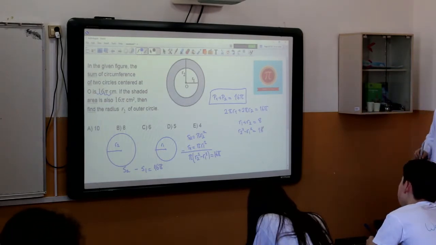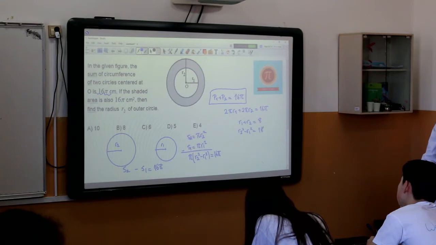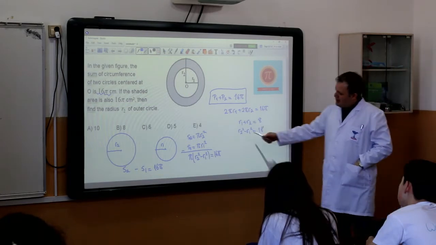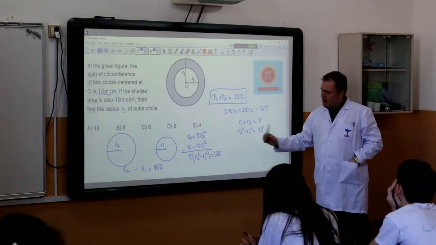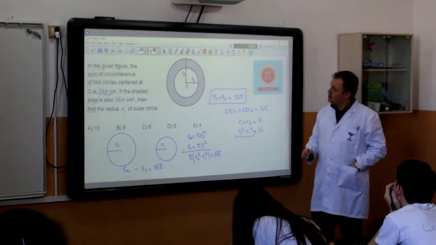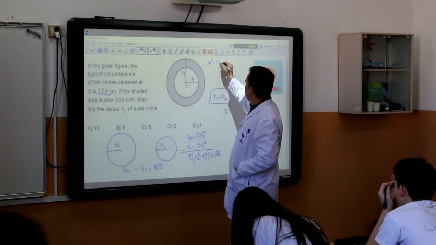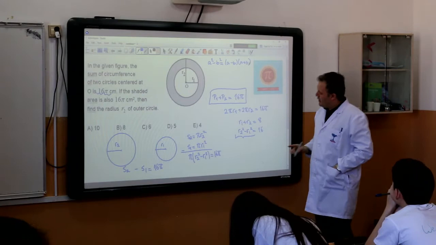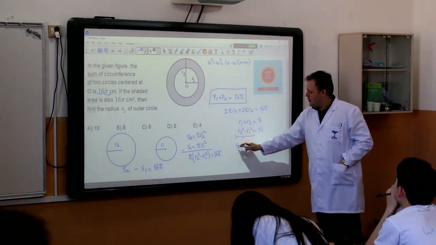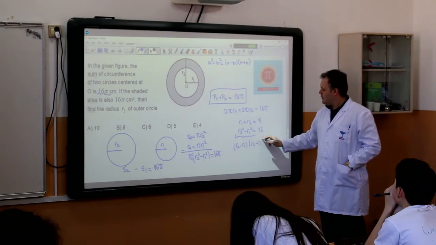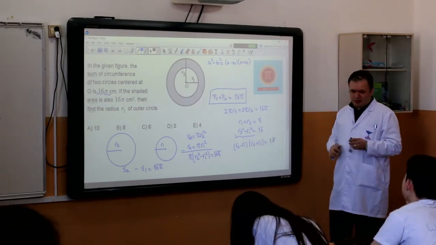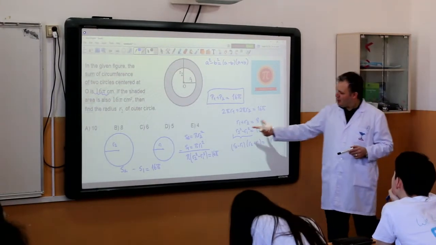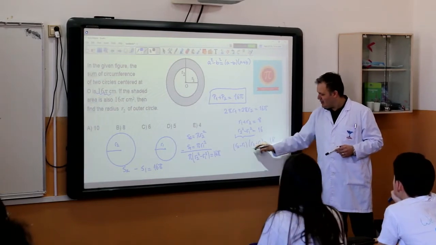Understood? And then, what can I do? How do I get radius 2? Any idea? This is the difference of two squares. What's the formula? Do you remember? A square minus b square can be written as a minus b times a plus b. If I use this formula, what do I get? R2 minus R1 times R2 plus R1 is equal to 16, right? And here, R1 plus R2 is equal to 8.